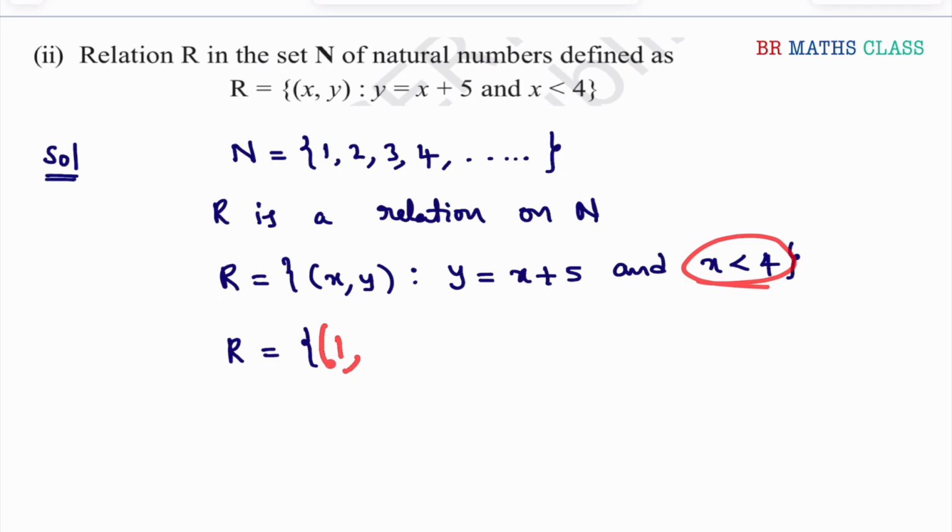First point, 1 is a natural number, and 1 is less than 4. I'll put this x value in this. Put x value 1 in this, what will you get? y is 1 plus 5. 1 plus 5 is 6. So the first ordered pair is 1 comma 6.